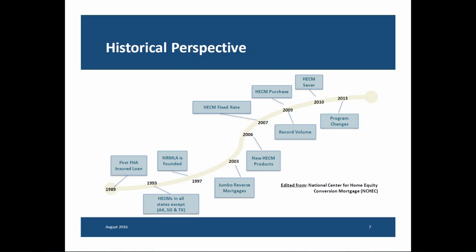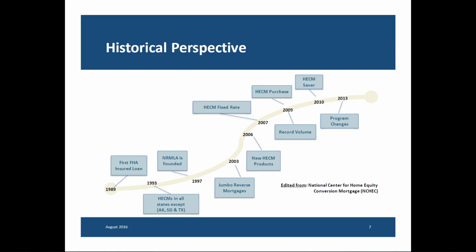Now, history of the reverse mortgage industry. Back in 1988, legislation was passed by President Ronald Reagan, and in 1989, the first reverse mortgage loan was made. By 1993, HECMs were available in all states except Arkansas, South Dakota, and Texas. And then in 1997, NRMLA was founded, and that's our trade group, for those of you who weren't aware that we had a trade group.